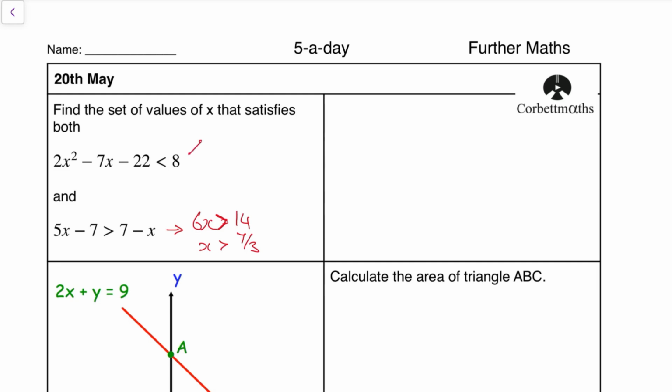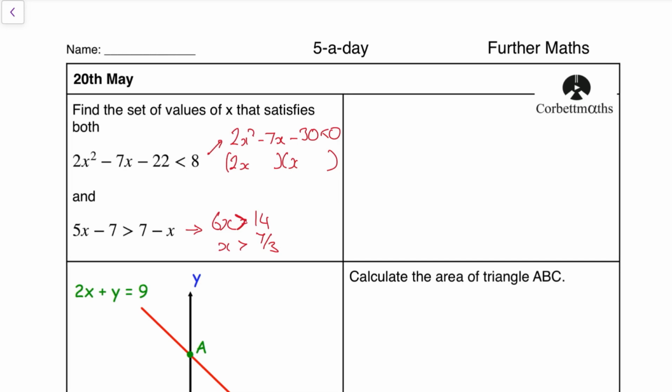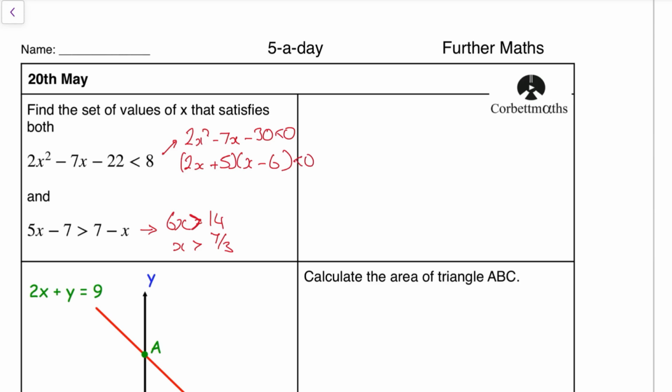Then I have a quadratic inequality. So I'm going to rearrange slightly: 2x squared minus 7x minus 8, subtract from both sides, is minus 30, is less than 0. I can factorise this, can't I? Let's just write it down. It's going to be 2x and x, and 30 is probably 6 and 5, and I want minus 6 plus 5, and that's all less than 0, which means my critical values are minus 5 over 2 and 6.